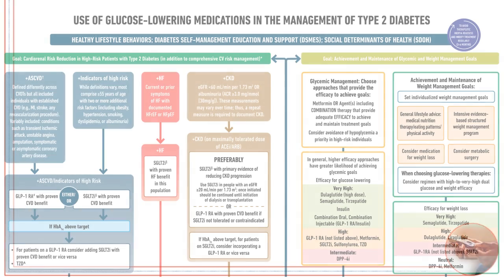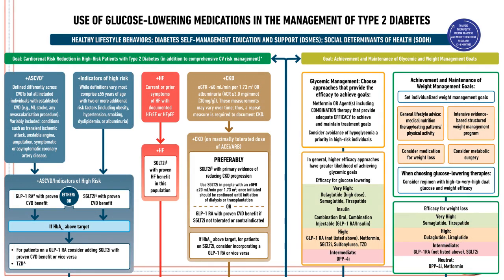So we're going to go back to that ADA algorithm and think about what the goals are for this treatment. Denise has atherosclerotic cardiovascular disease because she's had an MI 2 years ago. So if we go to the far left of this algorithm and we go down to the history of atherosclerotic cardiovascular disease, you can see that a GLP-1 with proven cardiovascular benefit would be a recommendation regardless of her A1C.